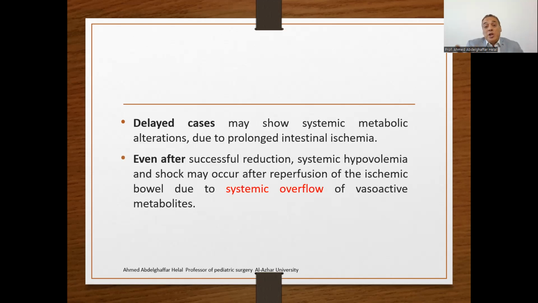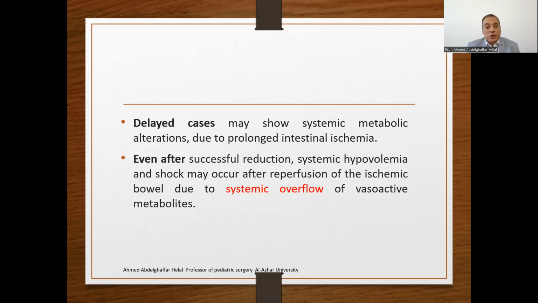Delayed cases may show systemic metabolic alteration due to prolonged intestinal ischemia. Even after successful reduction, systemic hypovolemia and shock may follow, what's called reperfusion syndrome. Reperfusion of the ischemic bowel may cause systemic overflow of the vasoactive metabolites with subsequent systemic hypovolemia and maybe subsequent shock.